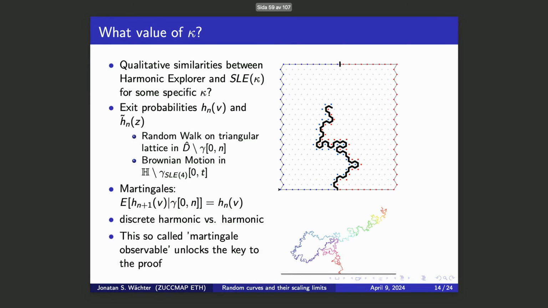And it also turns out that both of these exit probabilities are discrete harmonic versus harmonic. And this really unlocks the proof idea. It's something called a martingale observable. It's something that's used in many of these SLE proofs. And it's really helpful that for each vertex we have a martingale, right?